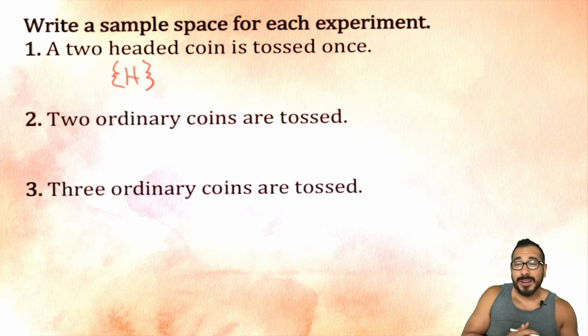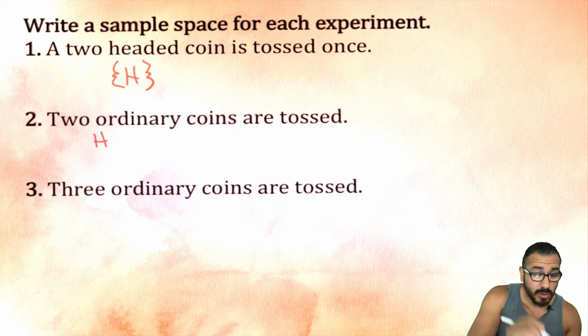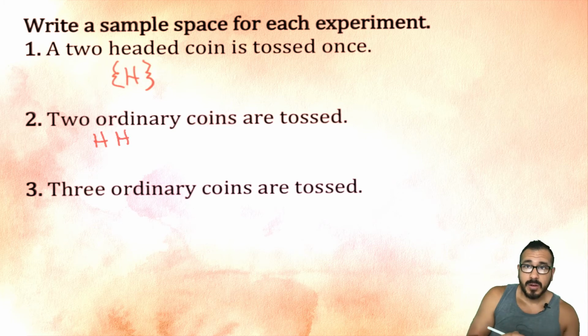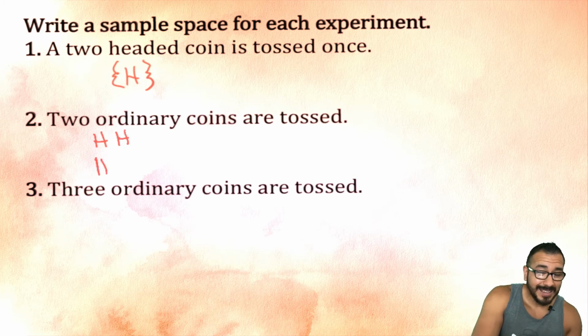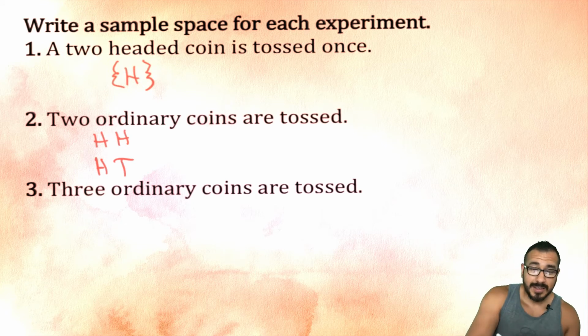So 2 ordinary coins are tossed. So if I toss 2 coins, I could get a heads, and then I could get another heads, right? Or I could get a heads, and then the second one could be a tails. Or I could toss the first one being tails, and then it landing tails again. And our last option is tails, and then it landing heads.